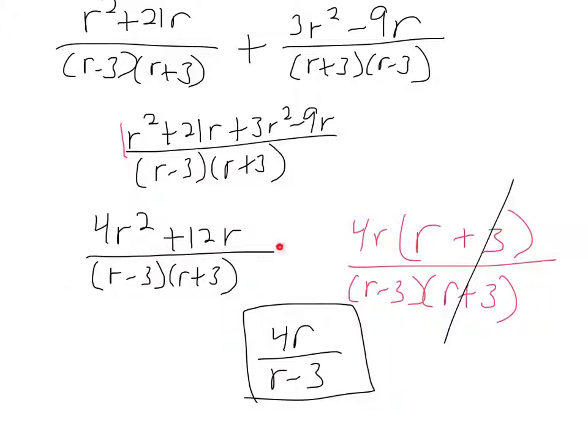If you left it like this, that would not be quite correct. You'd probably only get half credit because you did add them, but you did not simplify them correctly.